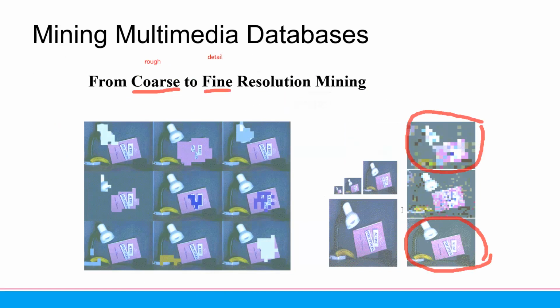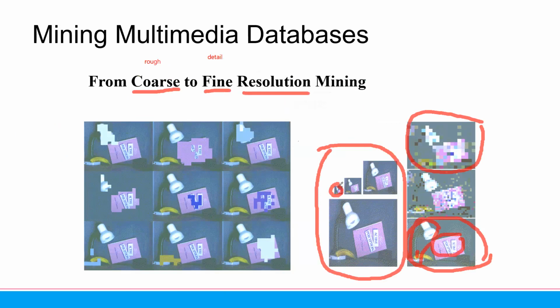So we can see the detail that, okay, this picture contains a lamp. We have a lamp, we have a book, and we have a banana. We can also do coarse to fine from this picture. If the resolution is very small, then we cannot see the detail. If the resolution is bigger, because this is the fine resolution, then we can see the image.